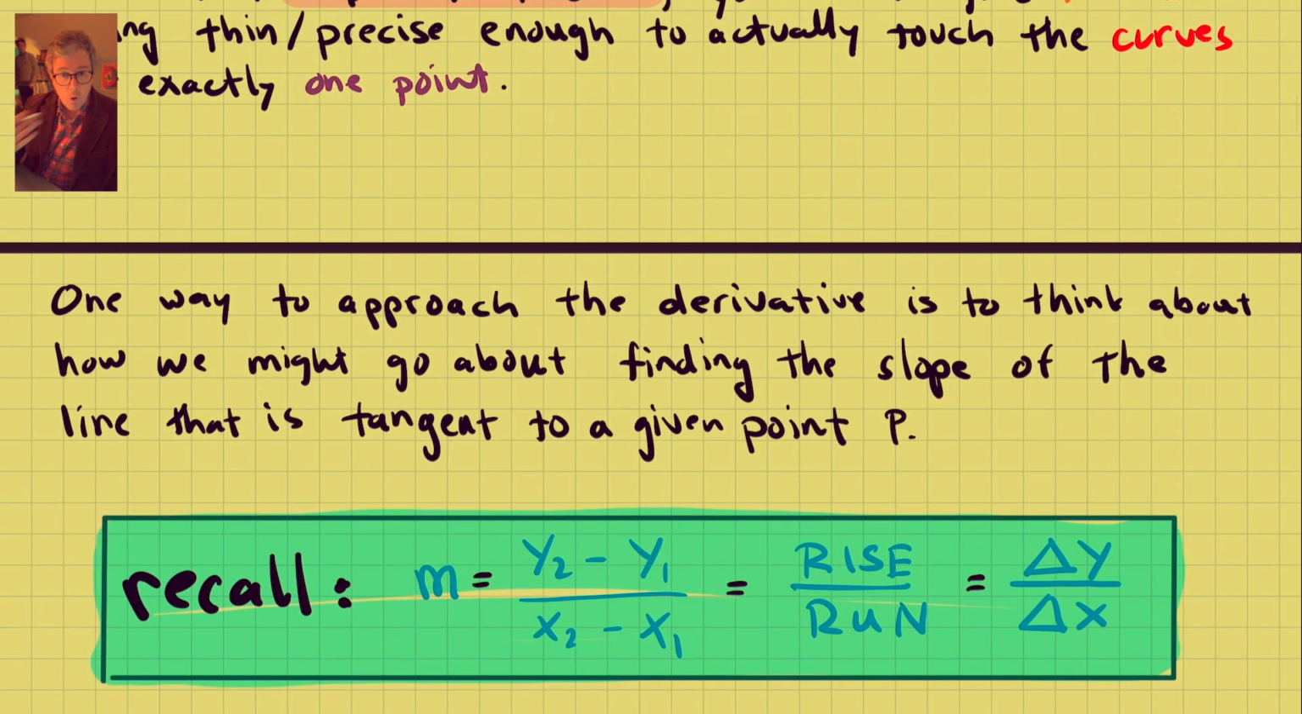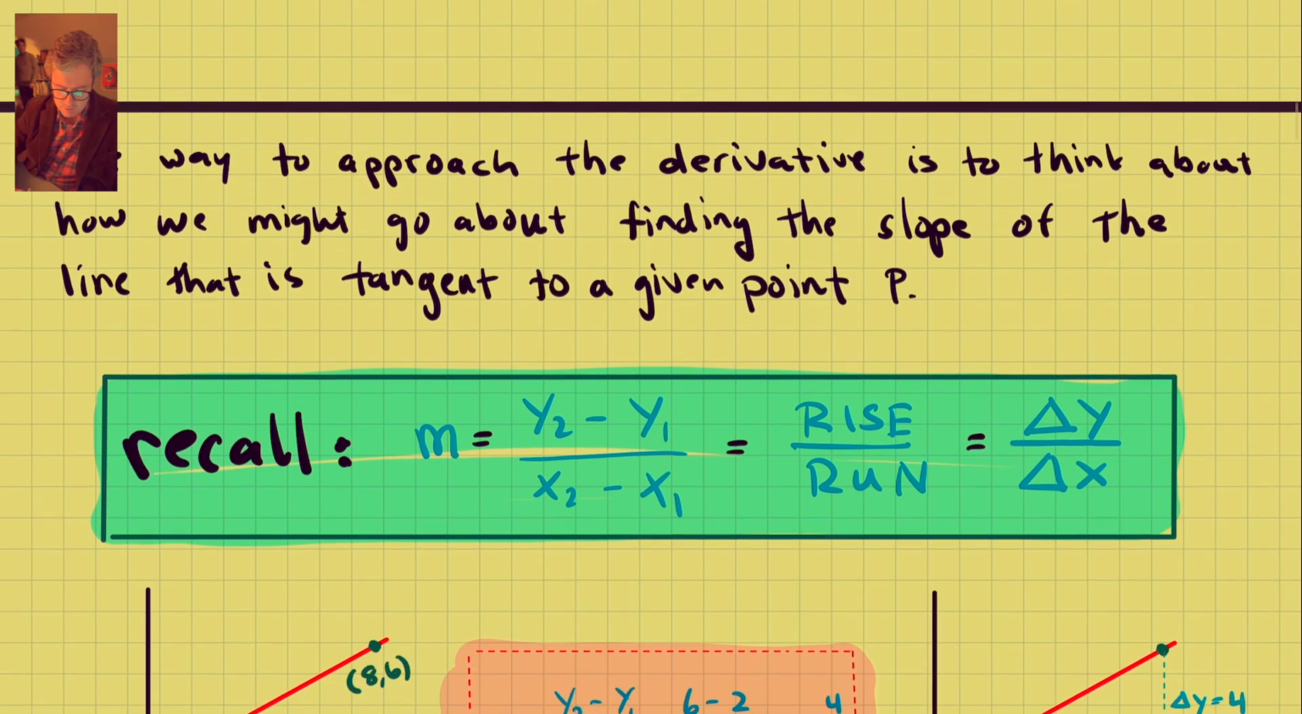One way to approach the derivative is to think about how we might go about finding the slope of the line that is tangent to a given point. Because if we can identify the slope of the line, and we can identify that it goes through a particular point, then we have the line. So let's move the discussion into the area of slope. Let's recall what we do for slope.